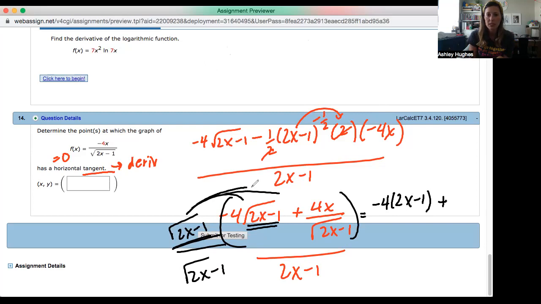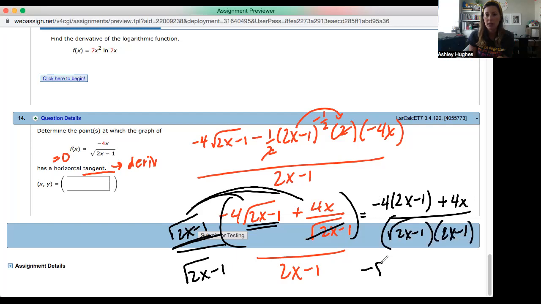plus when I multiply this times this, that's going to cancel with that. So just 4x. And then on the bottom, you get the square root of 2x minus 1 times 2x minus 1. So if I distribute the top, negative 8x plus 4, and then plus 4x. So the top is going to be negative 4x plus 4.